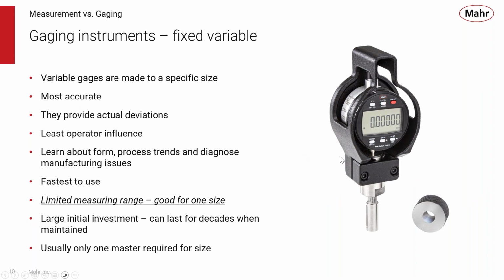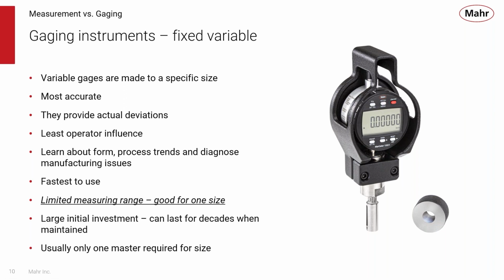Finally, with your fixed variable gauge, these gauges are made to a specific size. So again, if we're looking at the example of this Dimentron plug, it looks to be about a 1/2 inch in size. Most Dimentron plugs at most can have a measurement range of plus or minus 100 thou. So that means this plug right here can measure anything from 600 thou to 400 thou. So that's going to be our total variation in size that it can measure.